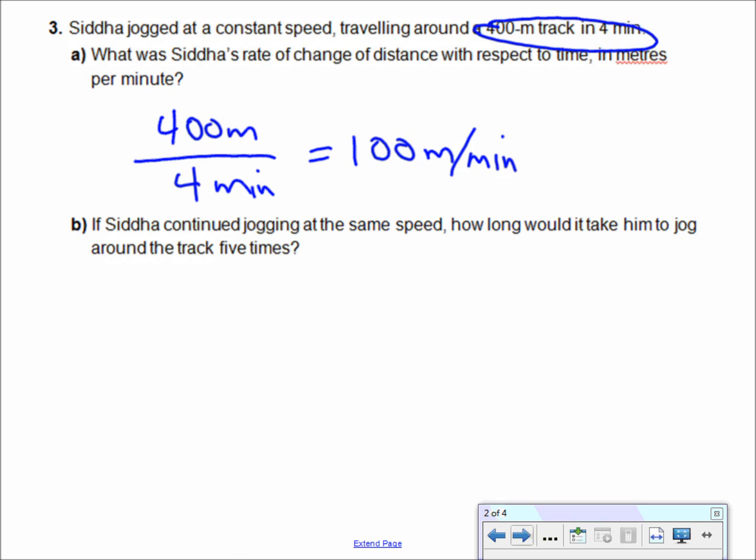Okay, Sida continued jogging at the same speed. How long would it take him to jog around the track 5 times? Does everyone agree that it takes 4 minutes to go around the track once? It says that at the very start of the question. So if he's going 5 times around the track, it'll take 20 minutes.